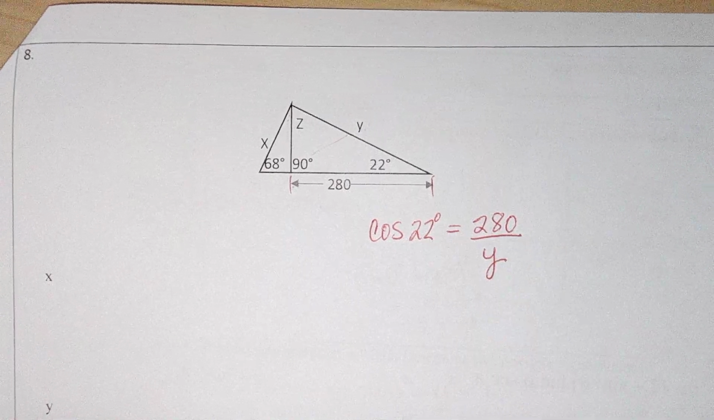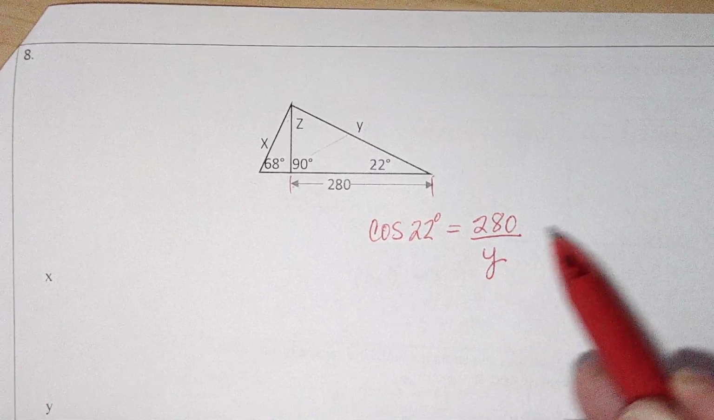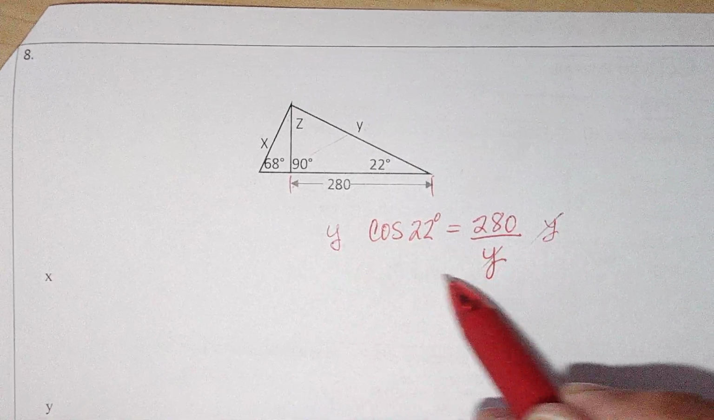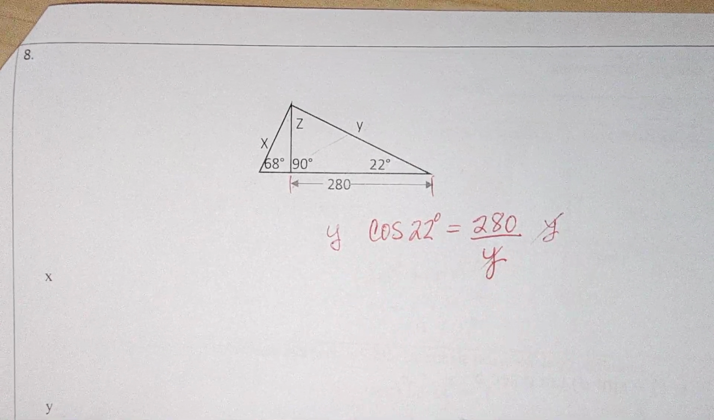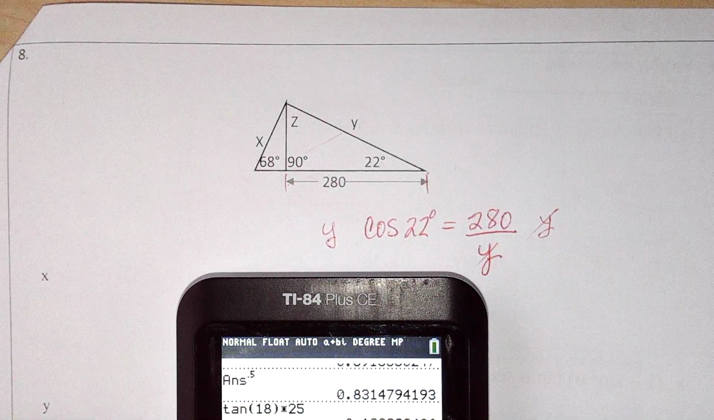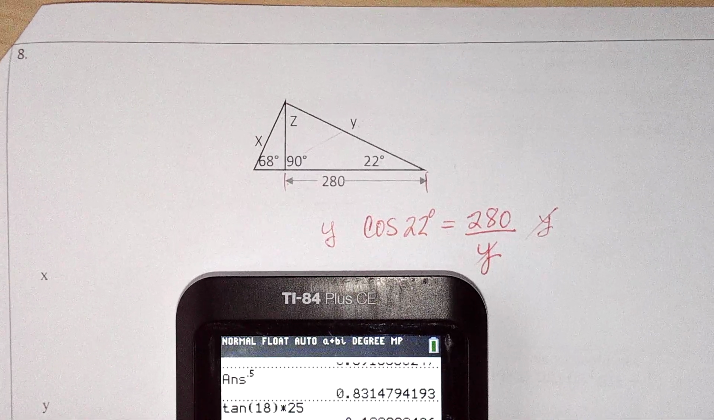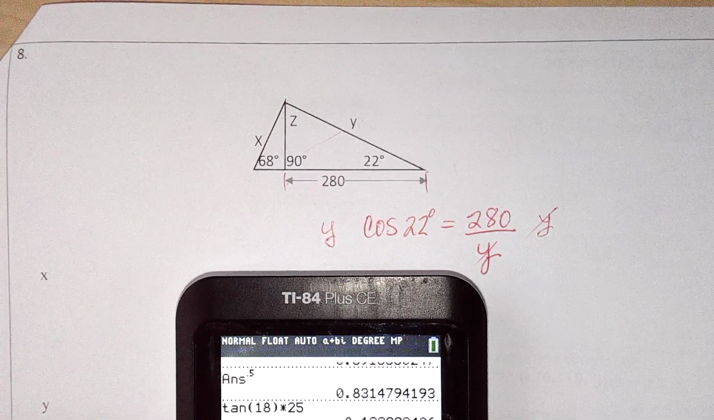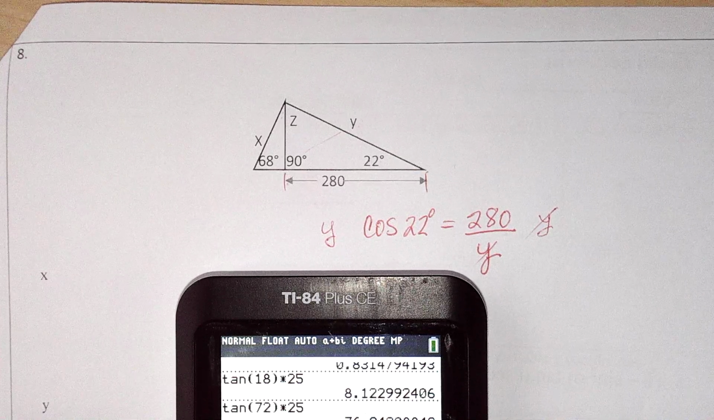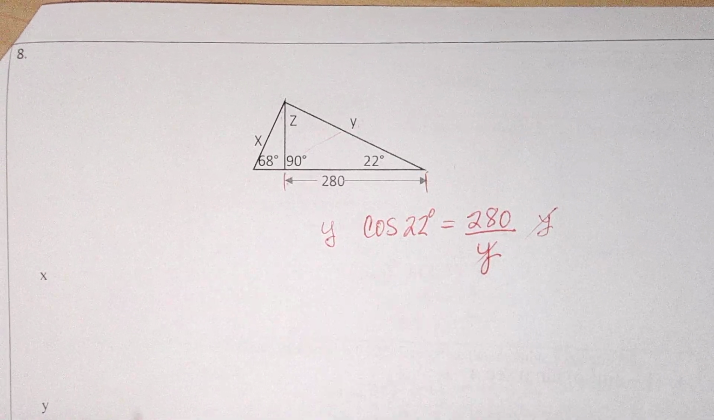So I'm finding y. To get y out of the denominator, I have to multiply by y and divide by the cosine of 22. So y is going to be 280 divided by the cosine of 22. And that is 301.98, basically 302.